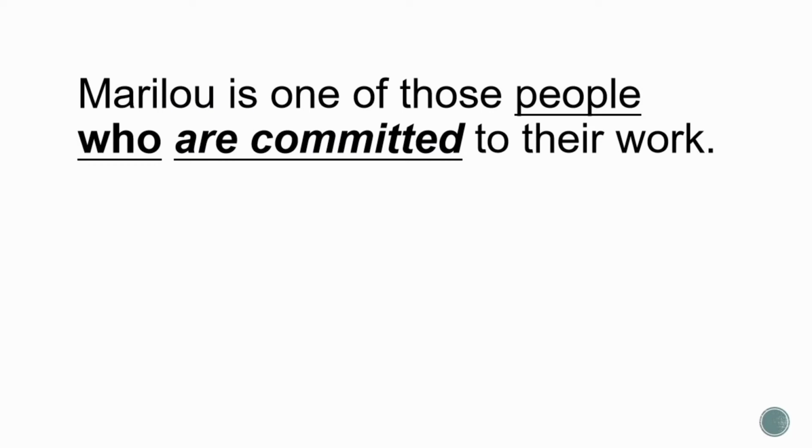So in my experience, students usually get confused when we use who and then verb in sentences. So for this example, Marilou is just one of many people. What kind of people? People who are committed to their work. That's why our verb is are committed, because its subject is who and the antecedent of who is people, not Marilou. So because people is plural, we used the plural verb are committed.